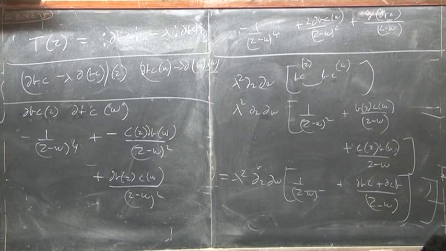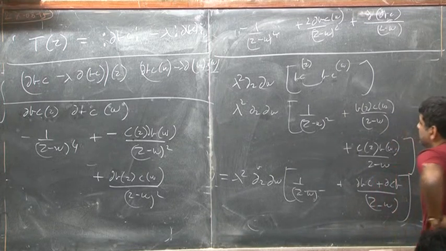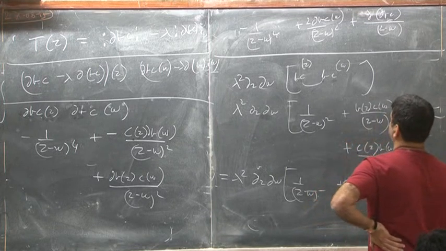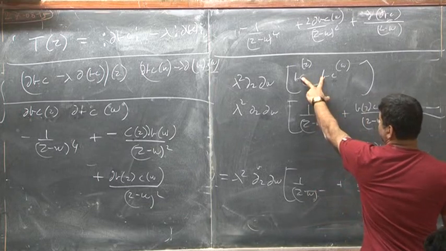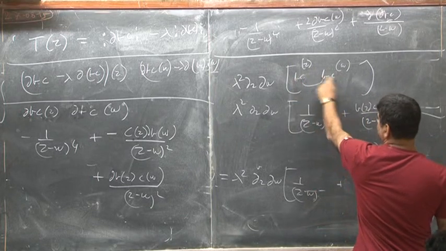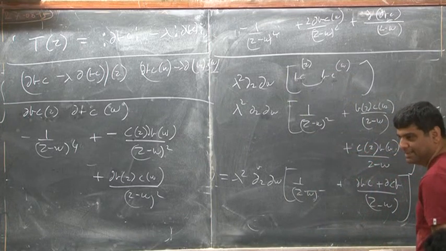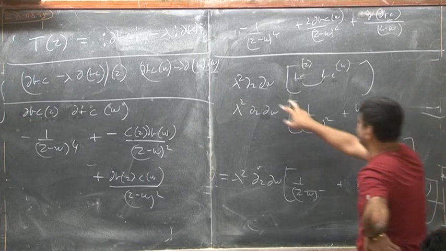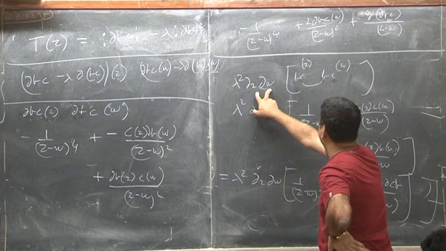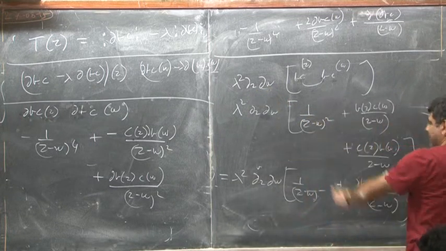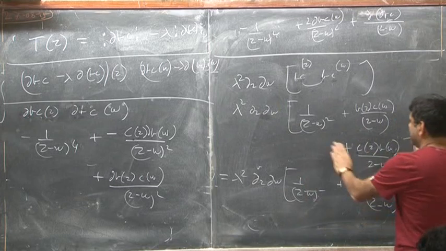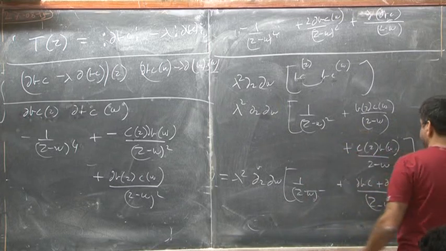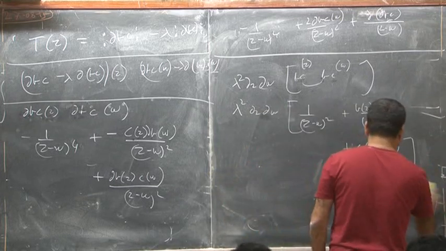While contracting, did we need to move operators past each other? Let me see. When we contracted this with this, we didn't need to. When we contracted this with this, we needed to move through twice. So that looks okay. Actually, we have to be a bit careful because we have to take derivatives now. Let's take the derivatives and then do everything else. Yeah, let's first take the derivatives.